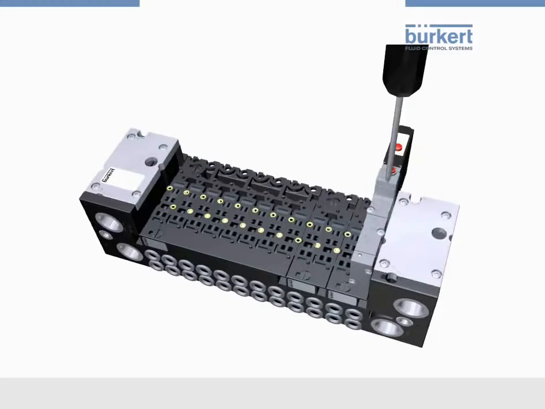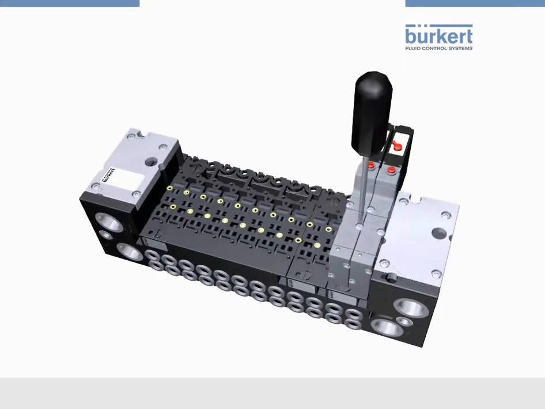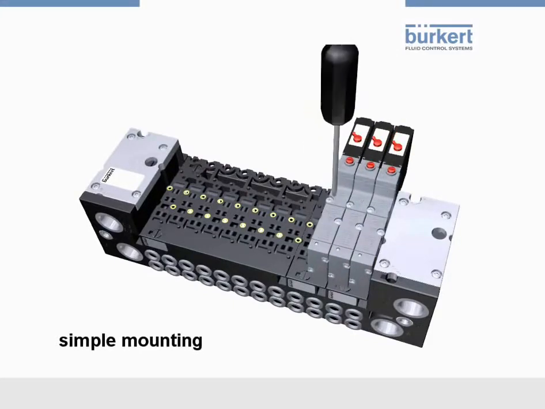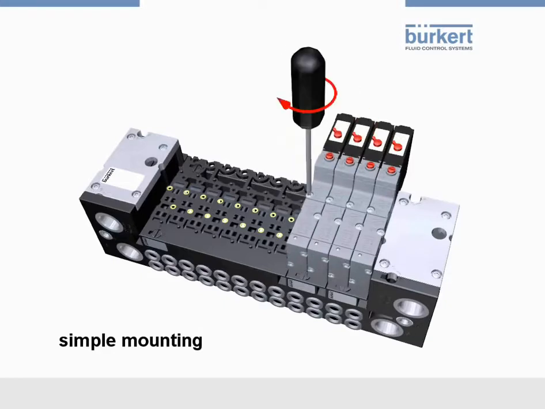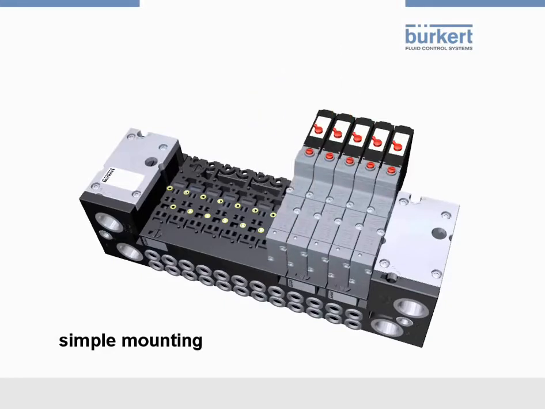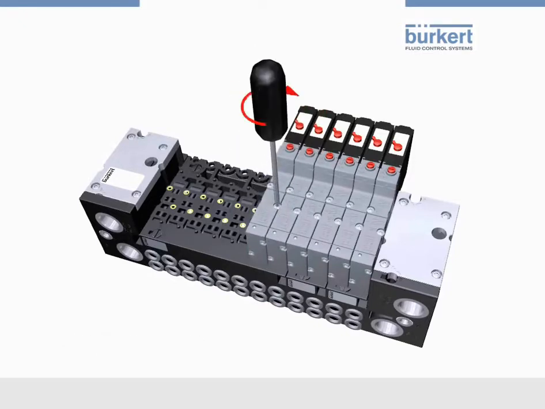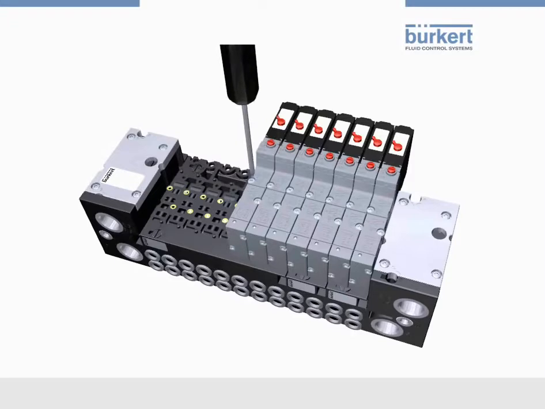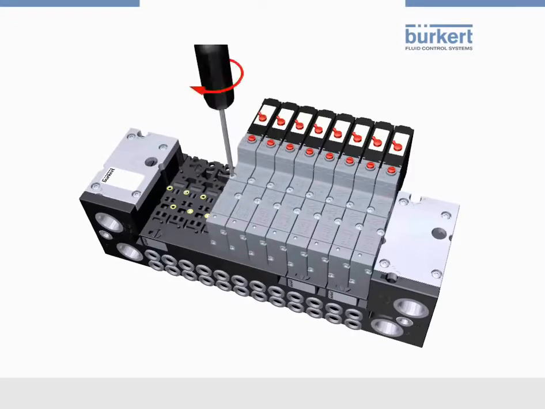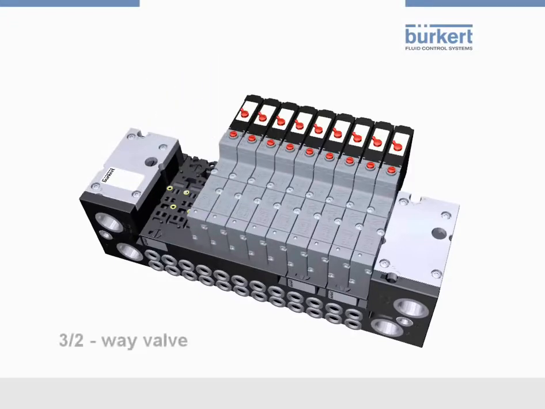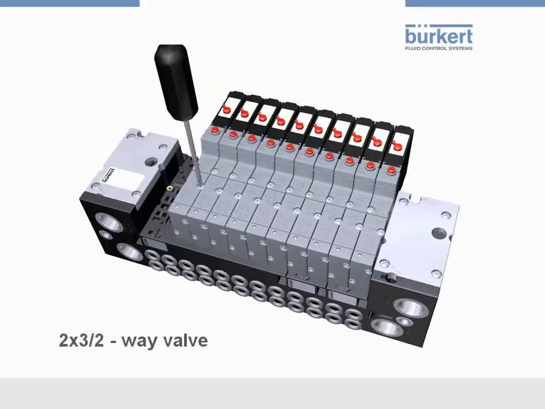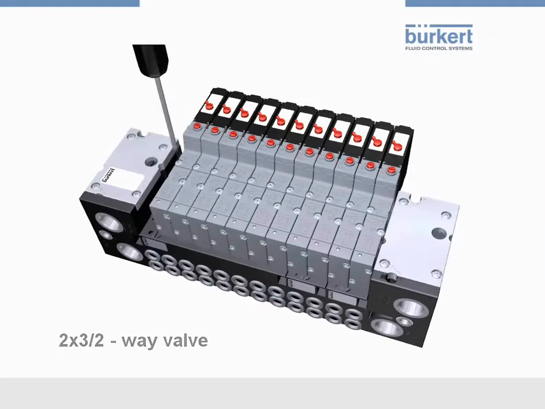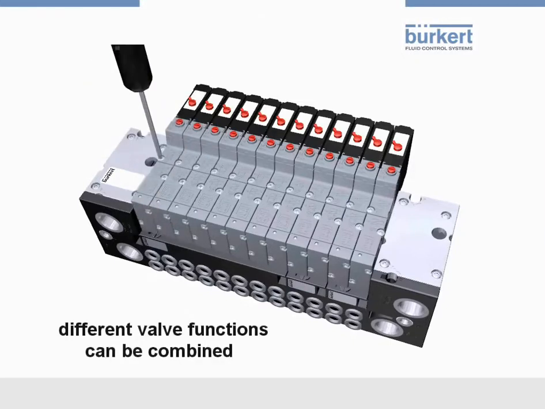Finally, the valves are mounted on the pneumatic basic modules. The assembly is quite simple and is completed with 2 screws. This eases the change of the valves later on. On one valve block, different valve functions can be mounted. 3-2-way valves are possible, as well as 5-2-way valves, or double 3-2-way valves. The different functions can be combined in any order on one block.